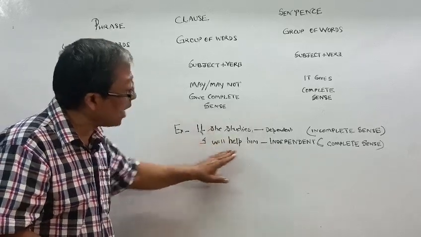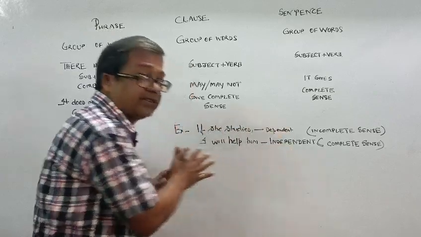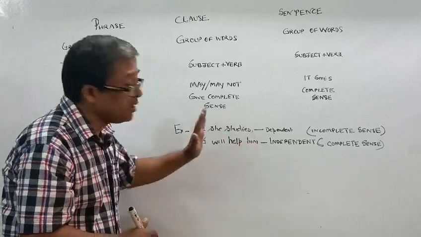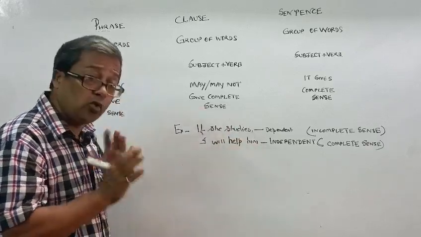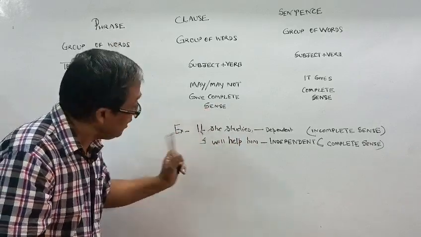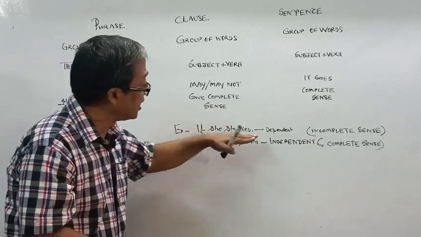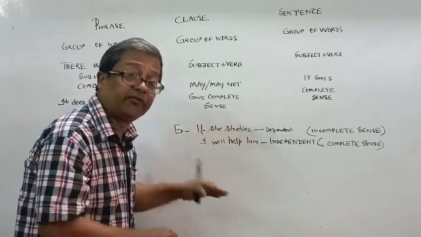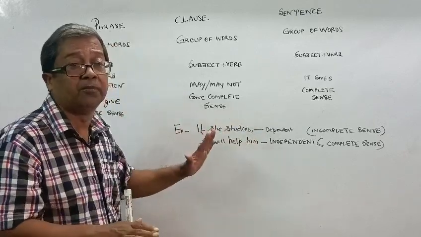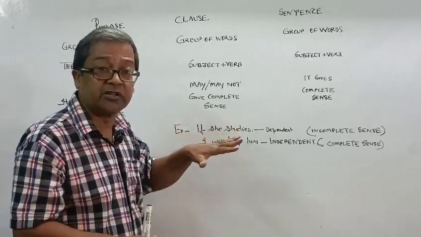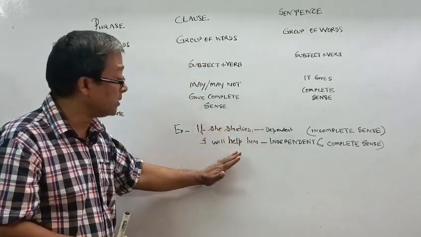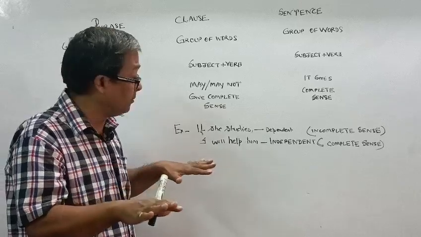If she studies, I will help him. This whole one is a sentence. If she studies, I will help him. In this we have a subject verb combination, and we have two clauses here. One is a dependent clause, one is an independent clause. See, if we look at only the first part, if she studies, and if I don't say anything after that, it doesn't give a complete sense, but it has a subject verb combination. The subject is she and the verb is studies. But if after that we don't say anything, it doesn't give a complete sense. So it is a dependent clause and it will not give a complete sense.